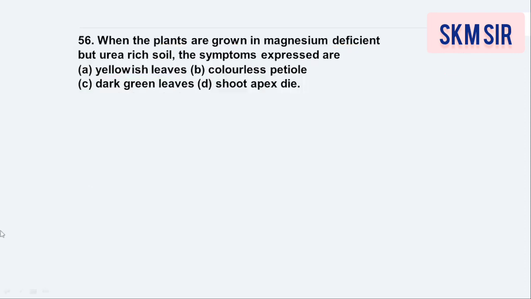Okay, next question, that is 56th one. When the plants are grown in magnesium deficient but urea rich soil, the symptoms expressed as magnesium deficient. So dear students, magnesium is an integral part of chlorophyll. You know that. And if there is chlorophyll synthesis disbalanced, then ultimately the leaf will appear to be yellow. So option number A will be our answer, that is yellowish leaf.